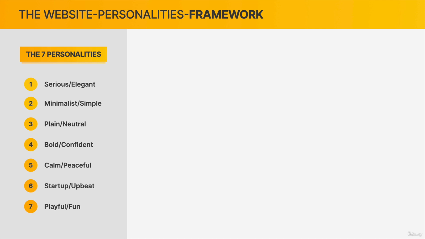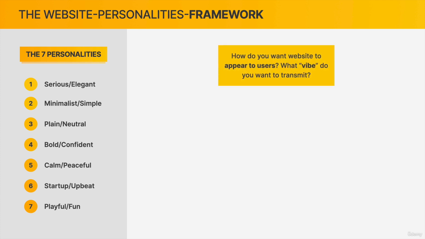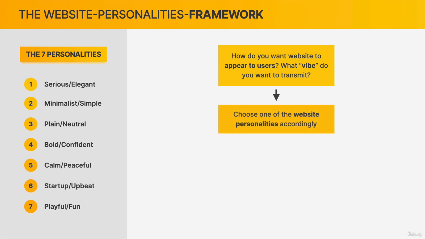So, when it comes to choosing the right personality for your design, think about what I just mentioned. Think about how you want your website to appear to your users. What vibe do you want to transmit? Then, based on that, you look at the list of personalities and choose the one that best fits the vibe that you want to convey. Or, if that's easier for you, you can of course also directly choose one of the 7 personalities from this list. Also, you can choose multiple personalities if you want, but more on that by the end of this video.